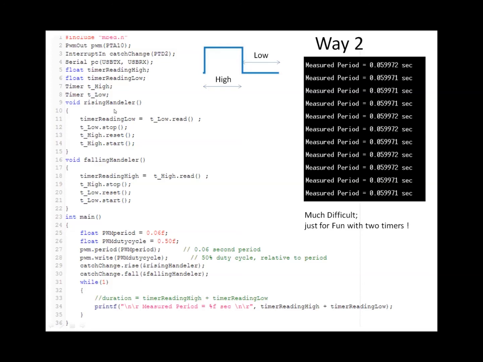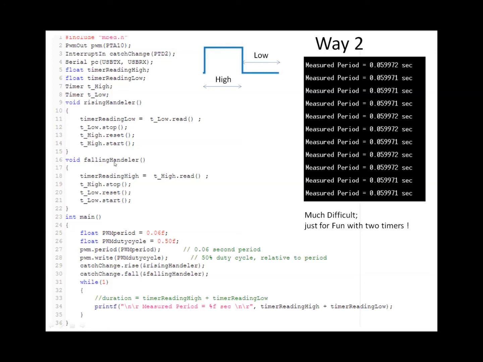In the rising handler, I have to start the T high timer, as I will start measuring this time. But I also have to stop the T low timer and save it in timer reading low. So here I save the reading, stop, then start the high time. Maybe I can swap them, like stop and read first. Yeah, it may give better results.